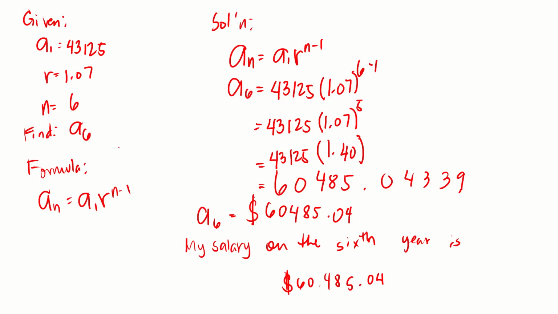Again, nag-start ako sa given. Kaya naging ang common ratio ay 1.07 kasi nag-i-increase nga siya to a certain percentage. And n ay 6. So, hinahanap ay a sub 6. Kaya naging final answer is $60,485.04. Okay po? The same answer naman po kahapon, tama? Okay, let's have the third example.